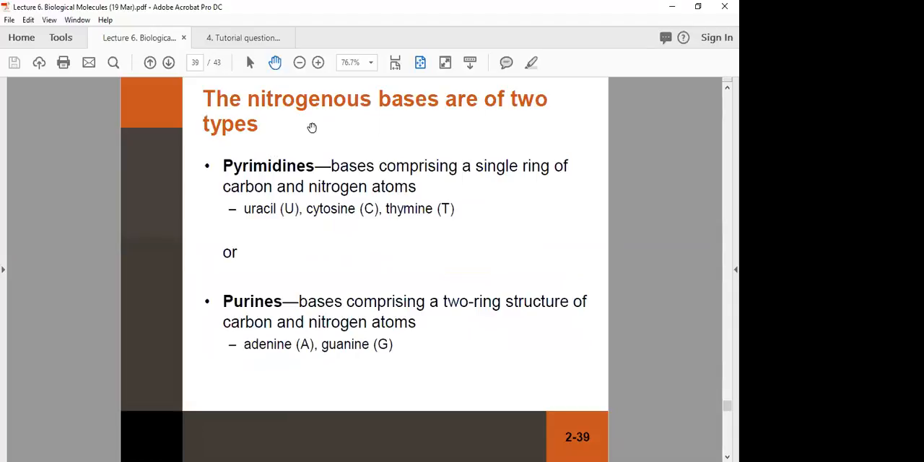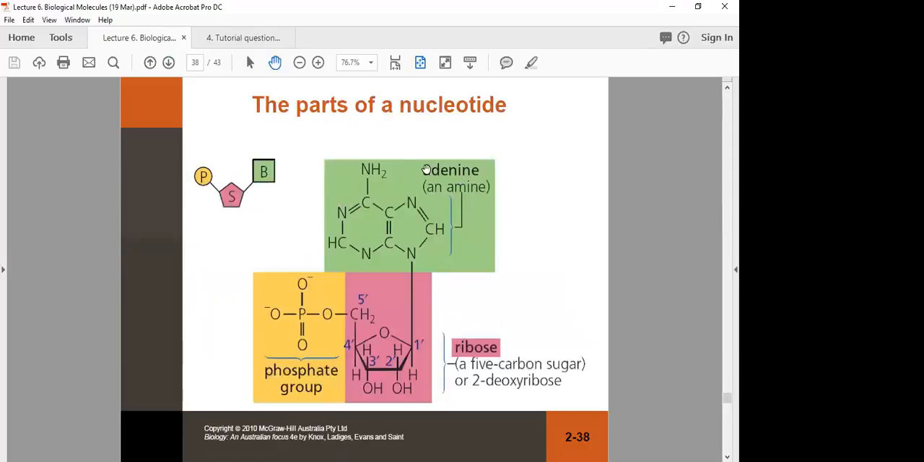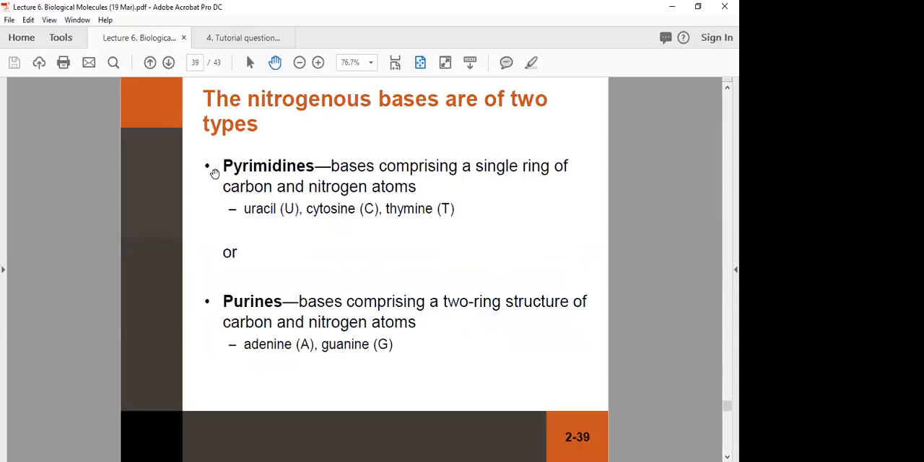Nitrogenous bases are of two types. There are pyrimidines and there are purines. Not particularly useful to remember those names, but all it means is that the pyrimidine bases are comprised of a single ring of carbon and nitrogen. Let me just go back. We're talking about the nitrogenous base. If there was only one ring instead of two rings, then that would be classified as a pyrimidine.